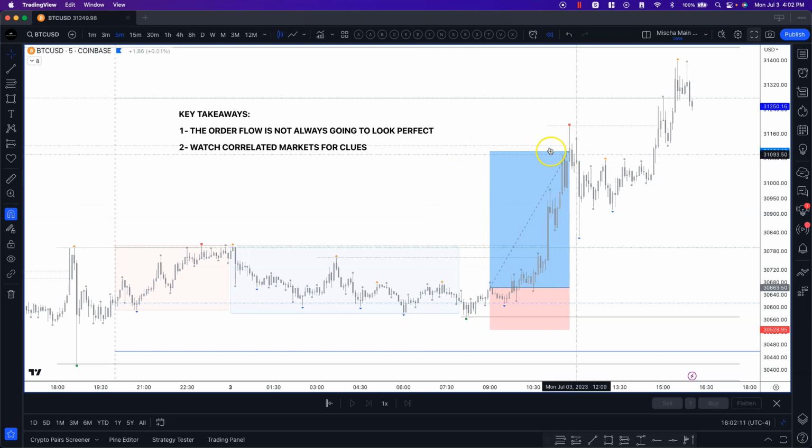In this scenario, it helped me get out right here because I saw that Ethereum was not able to continue above the European high, while Bitcoin was making new daily highs. So that is something to look at, both the entry and the exit. The correlation with the correlated markets definitely helped for this specific trade.